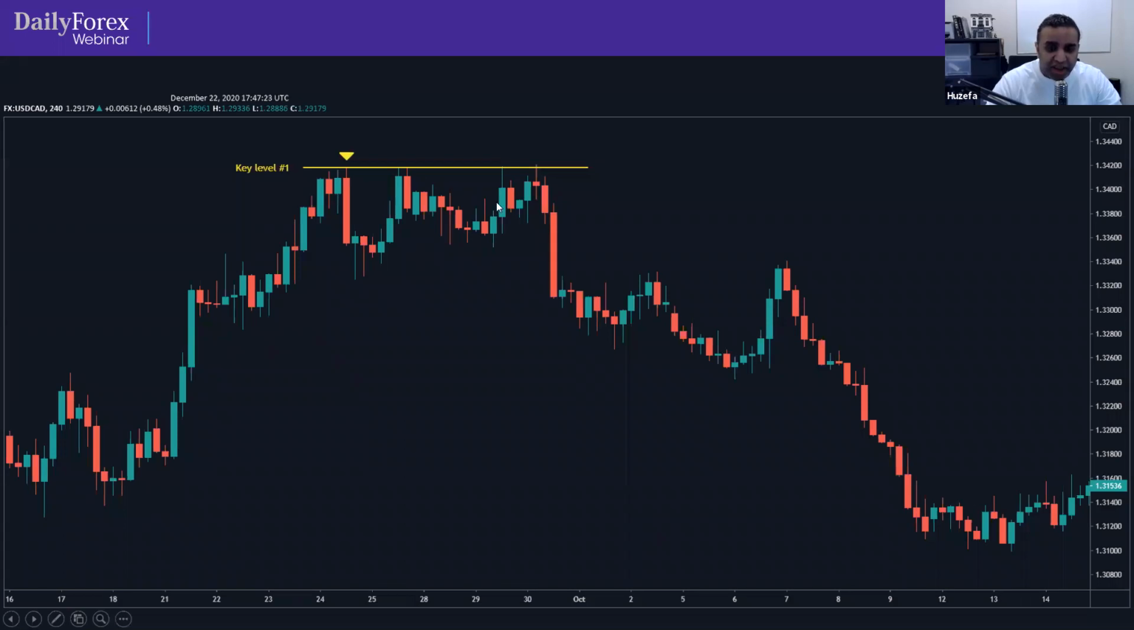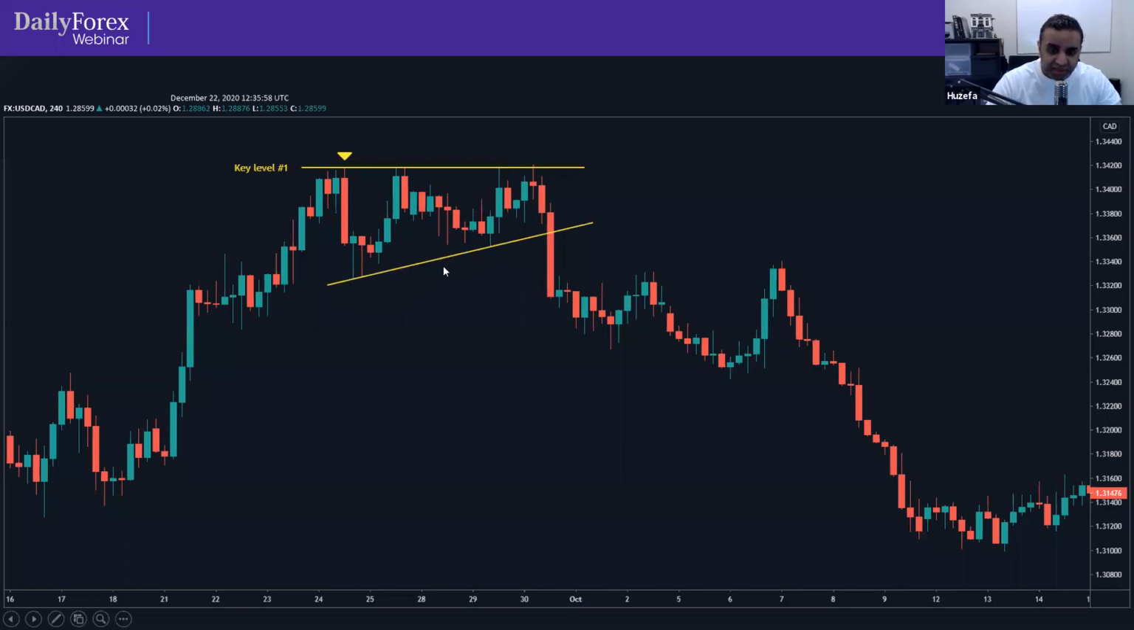Now, a breakout candle. Also notice that the price was consolidating. So not only was there a key level, there's also a consolidation. You can see a nice little ascending triangle here. I know on my chart at the time, I also marked this low here as a key level as well.